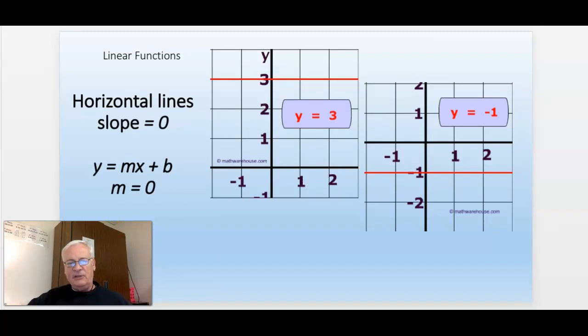Horizontal lines, again, the slope is 0. And this one you just say y equals 3. y always equals 3 right there. Just write the equation like that. For this one here, y equals negative 1. y always equals negative 1 along that horizontal flat line. The slope is 0.